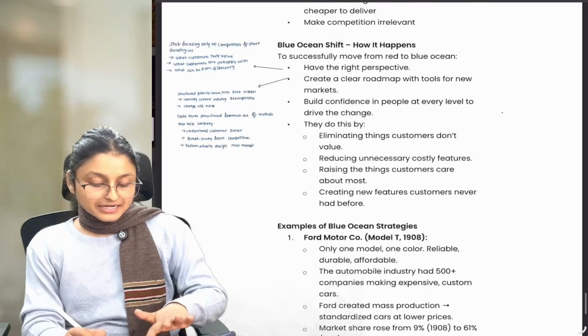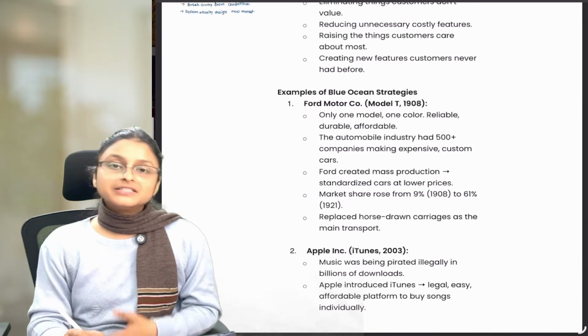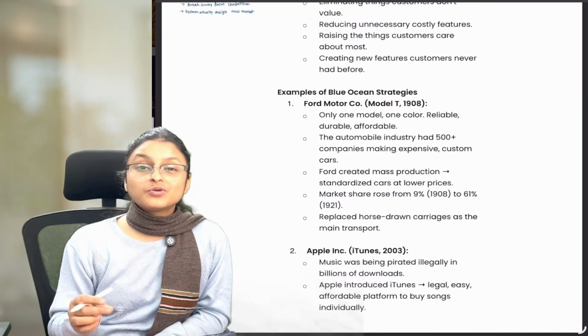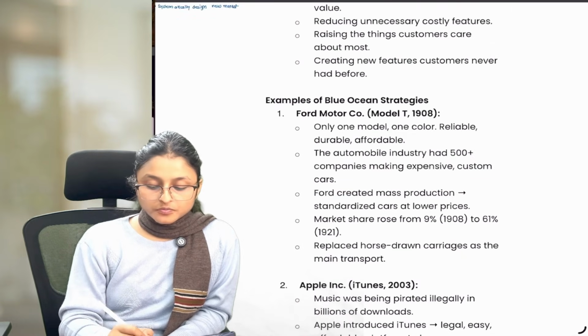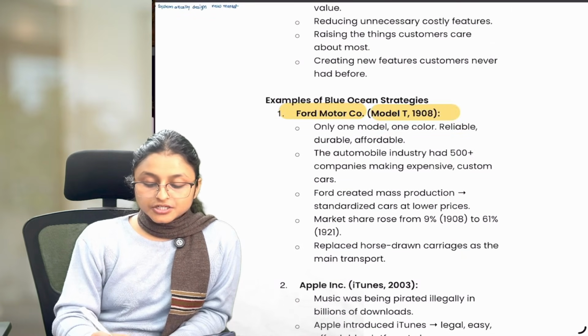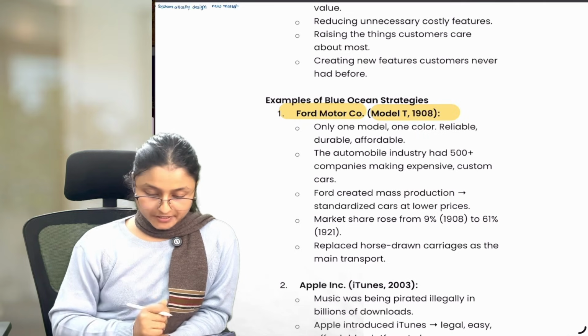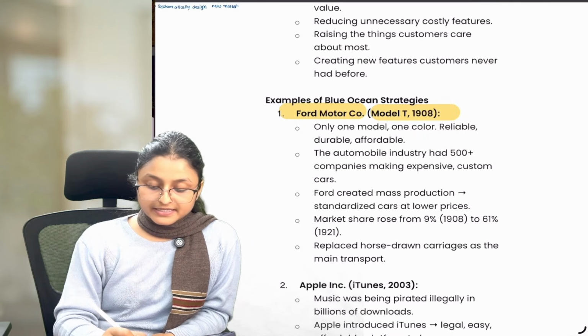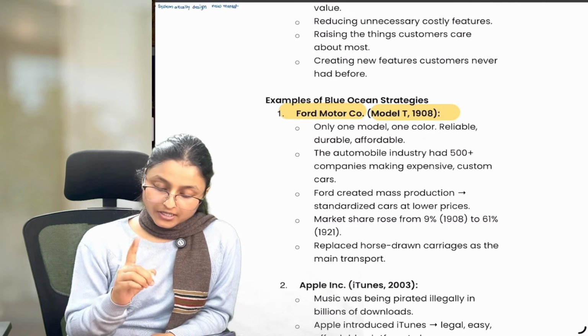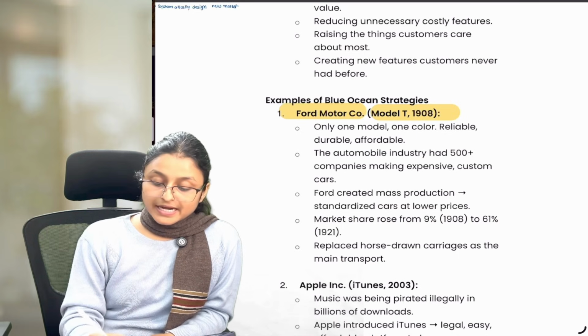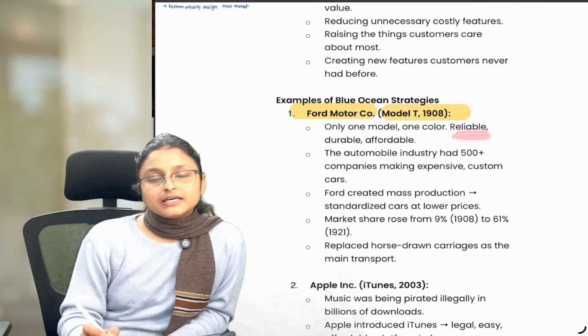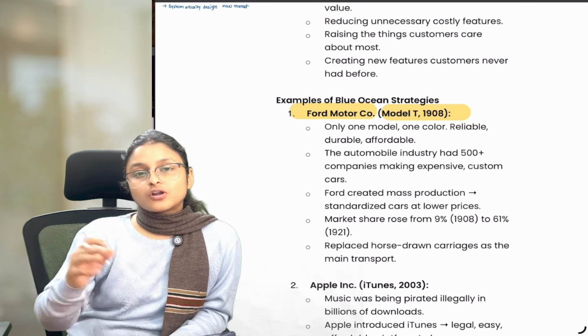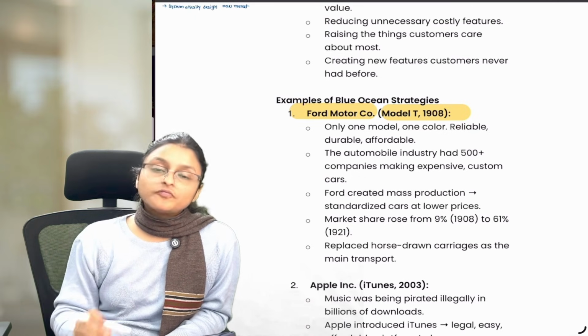Now, let's understand all the three of them in detail to understand why they are known as blue oceans. So Ford Motor Company introduced Model T in 1908. They decided that they will introduce only one model of one color and they'll make that product reliable. Reliable means the product should work for a longer period of time without need of maintenance.